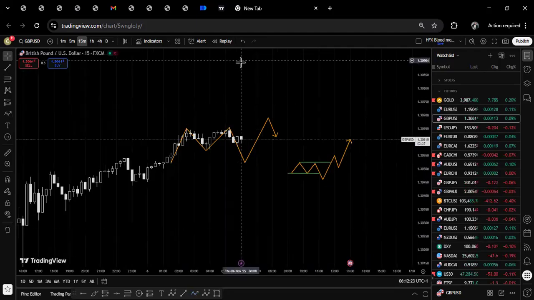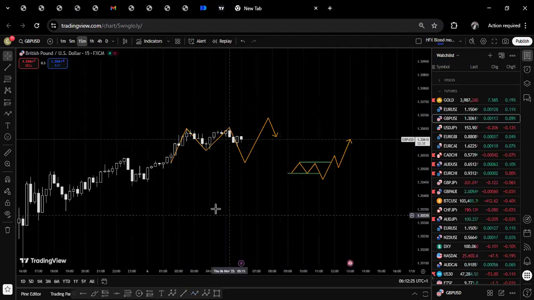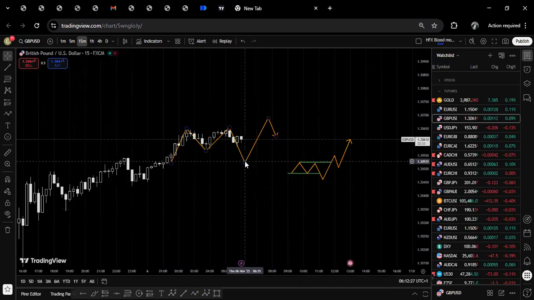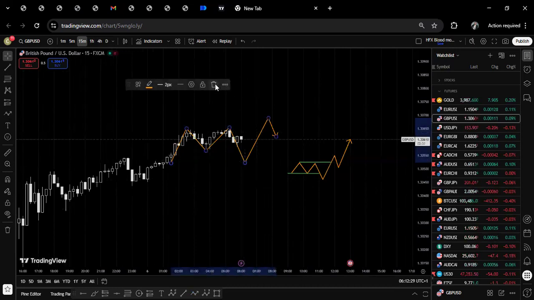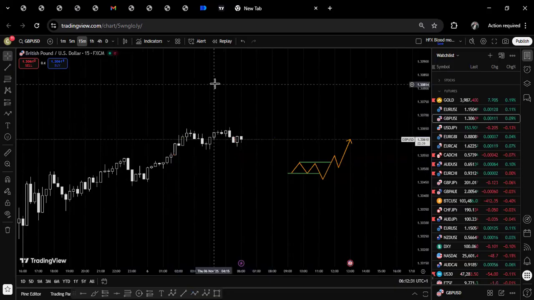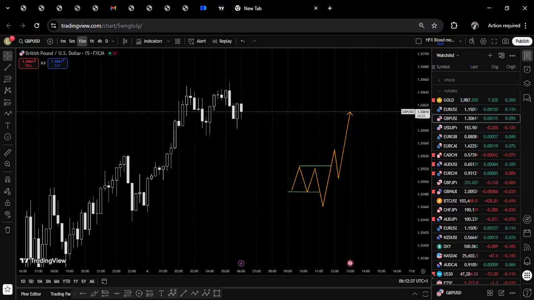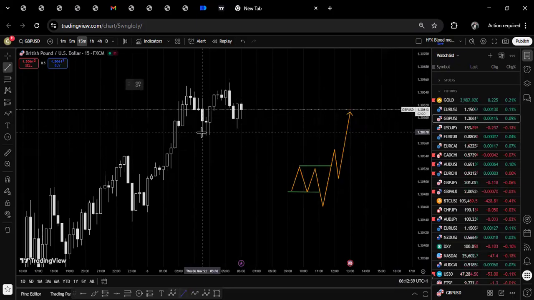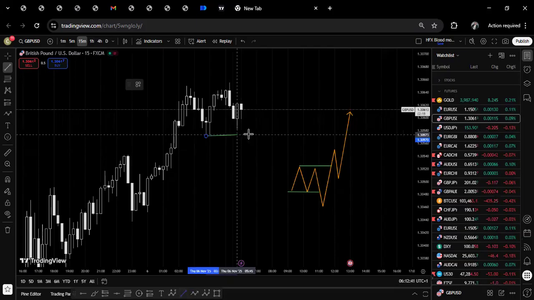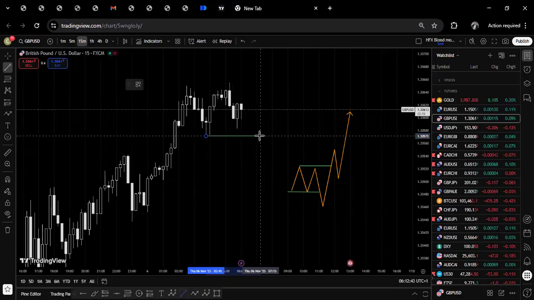So that's about that. Since I've gotten this idea, I've already gotten my daily bias, and I'm expecting bullish momentum. Now I should expect this low to be broken. So I'm just going to mark it out and keep it. I want this low to be broken.